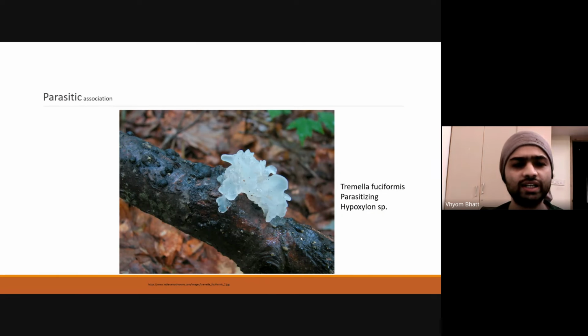And another association is parasitic association. So in this image, you will see that there are these small balls on this wood. So that is a hypoxylon species. And this species is then parasitized by this beautiful jelly type looking mushroom called Tremella fusiformis. Tremella fusiformis has a lot of application in the beauty industry. And China is one of the biggest cultivators of this type of mushroom. It is a parasitic mushroom, and hence in nature it will parasitize hypoxylon species.